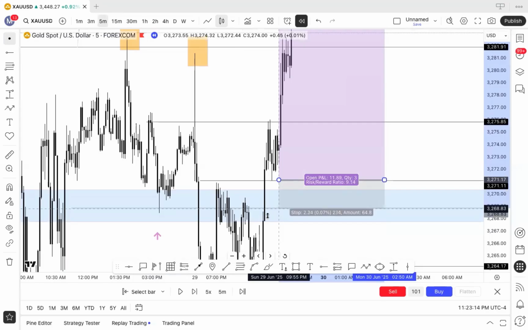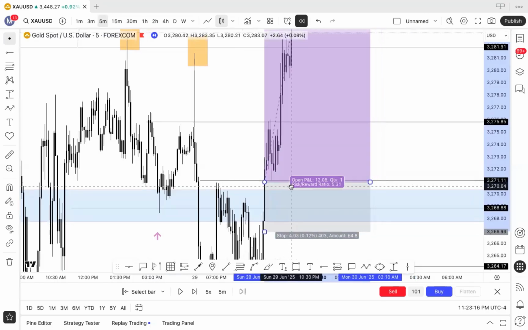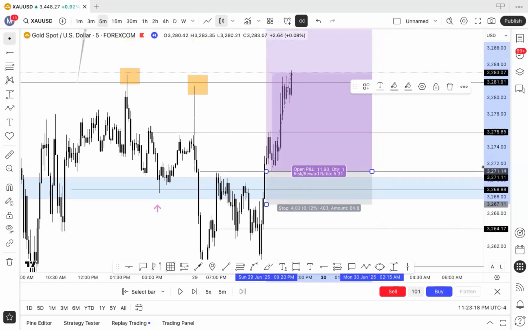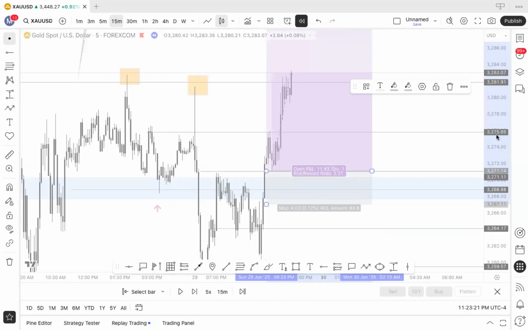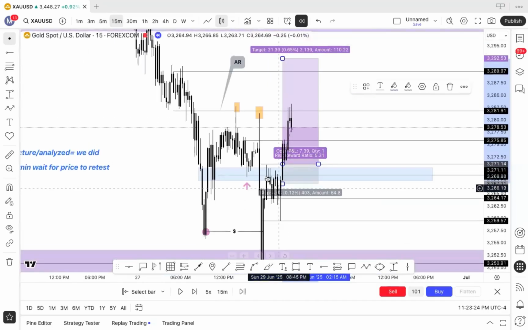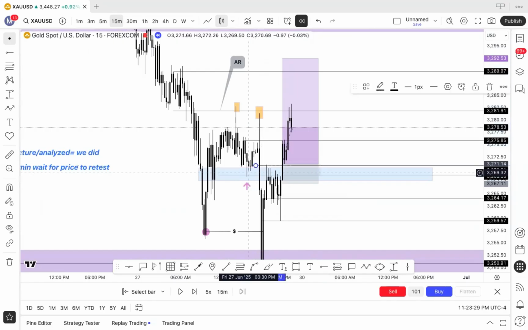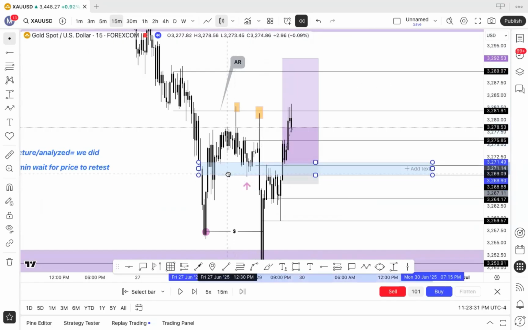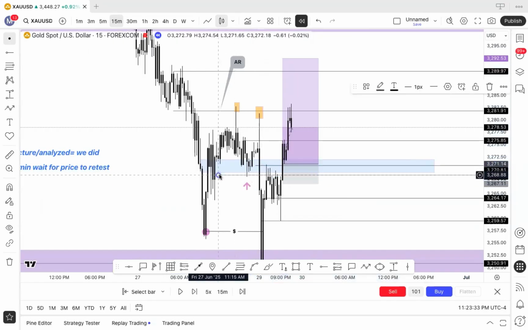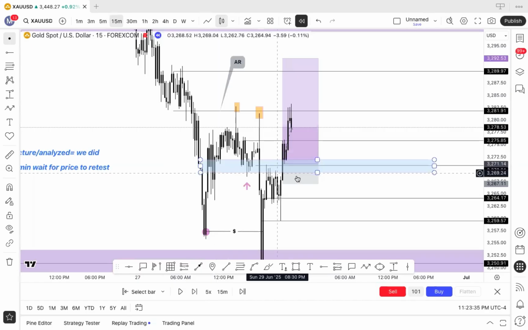This is nothing. So it's okay if price doesn't tap perfectly in my zones. But honestly, I probably should have put my line a little bit higher at this point here and then had my zone slightly in this area. That's okay. We live and we learn. That's okay.